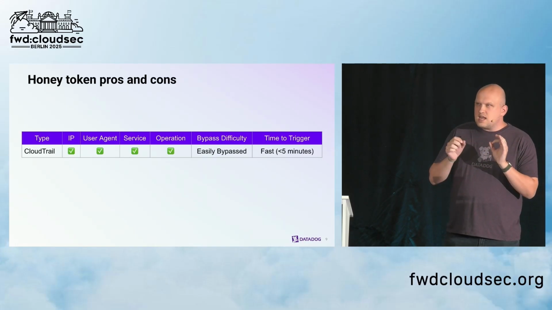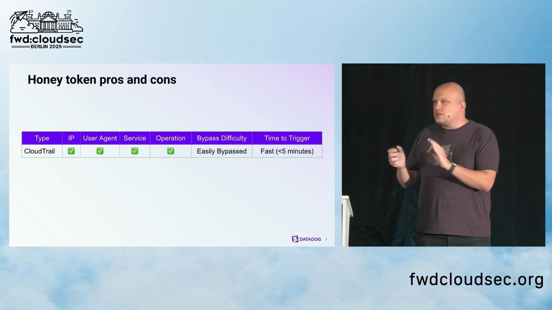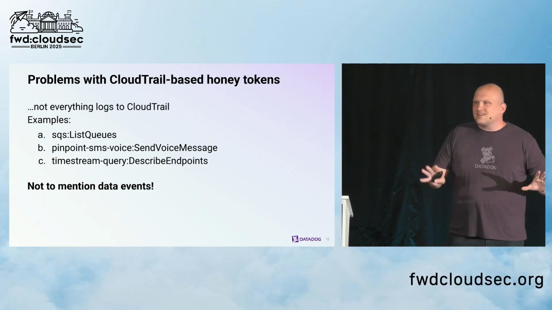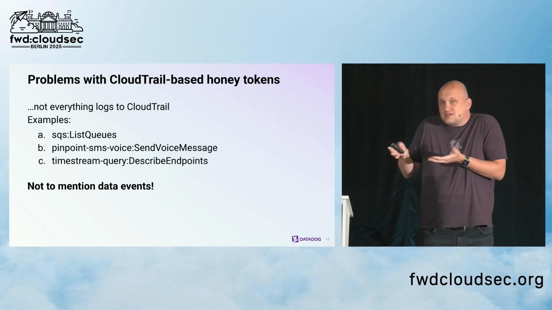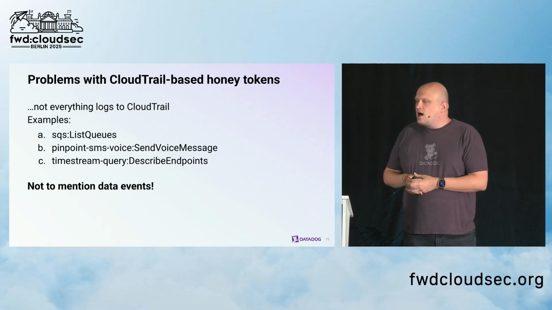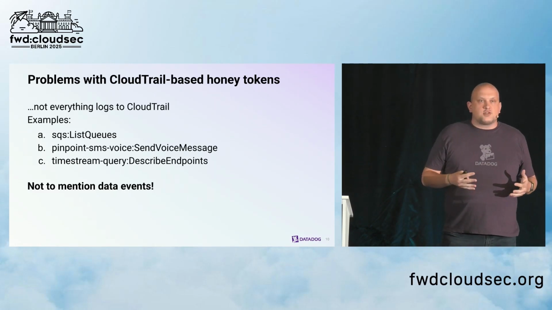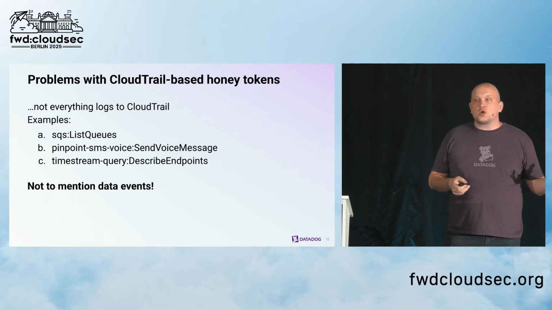Unfortunately, though, if you use CloudTrail as your alerting mechanism, it's really important to know that not everything logs to CloudTrail. And to be clear, this is not a passive-aggressive CloudTrail bypass joke. No, there's just stuff that doesn't show up in CloudTrail. I have a few examples on the slides here. And of course, that's not to mention things like data events that you have to configure, set up, do advanced event selectors, and so on.